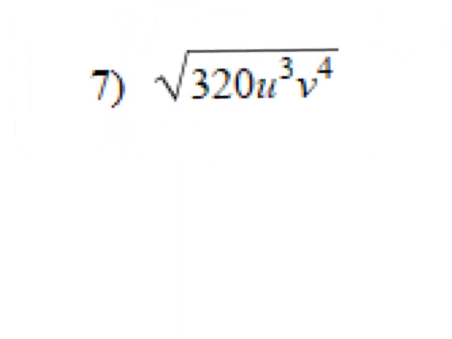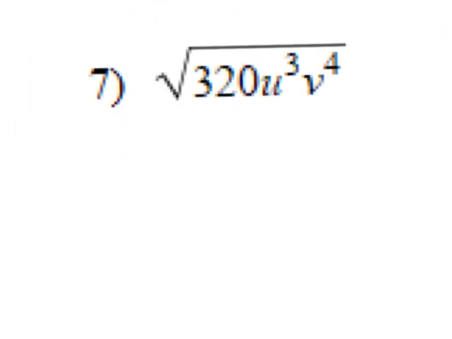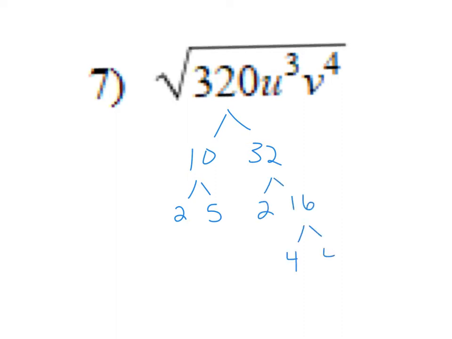Okay. All right, number 7. All right, 320. Let's see here. I know 10 will go in, so I'm going to do 10 and 32. 10 will go to 2 times 5. This will go to 2 times 16, which will go to 4 times 4, which will break up to 2 times 2. All right, so again, don't use any of the numbers you just broke down. Kind of throw those guys out.